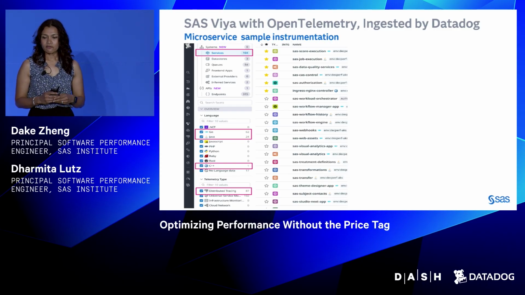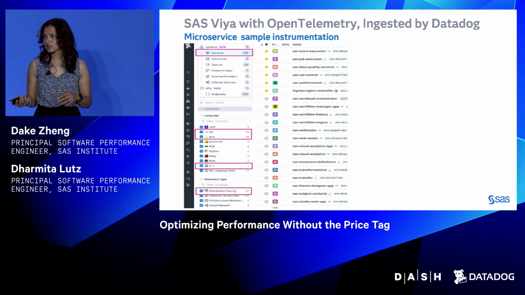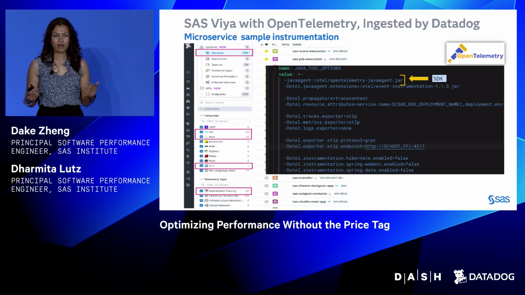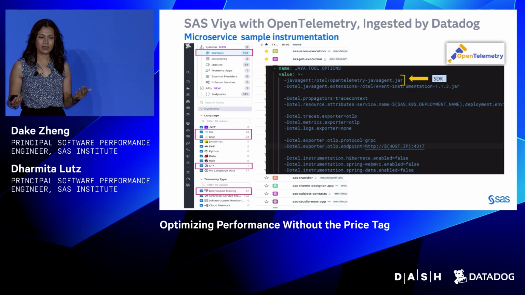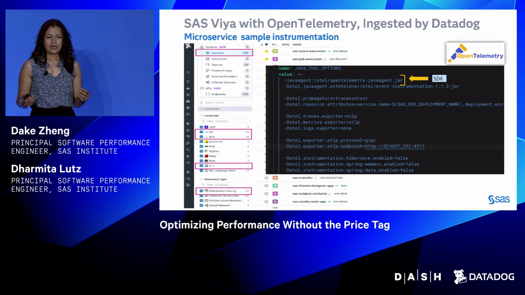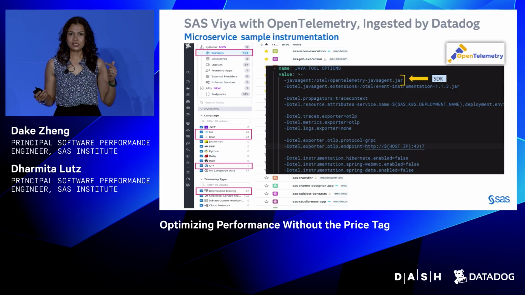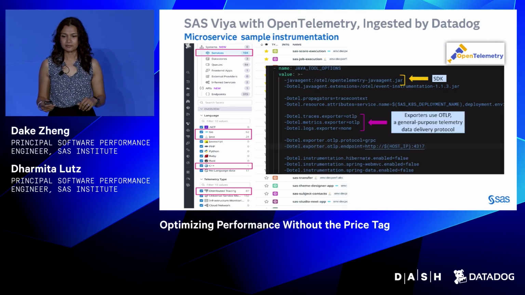OTel is an observability framework. It's used to standardize instrumentation, collection, and export of telemetry data. So here's just a sample of what a Java microservice instrumentation might look like. The yellow arrow shows the initialization of the Java-specific OpenTelemetry SDK.